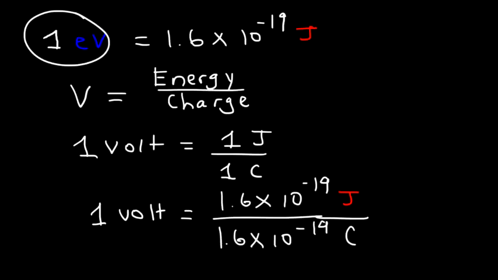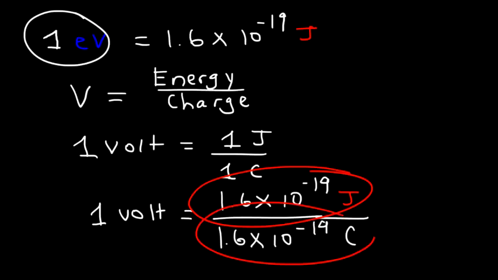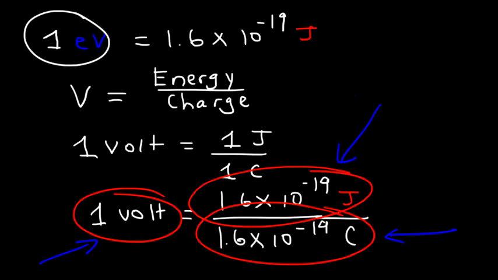Now, if we have a charged particle that has an energy of 1.6 times 10 to the negative 19 joules and a charge of that many coulombs, then these two will cancel and the electric potential will be 1 volt, which is the case of an electron. An electron has a charge of 1.6 times 10 to the negative 19 coulombs. And if that electron has an energy of 1 electron volt, its voltage is 1 volt, which means its energy is equal to this number. And that's why 1 electron volt is 1.6 times 10 to the negative 19 joules. Just in case you're wondering.